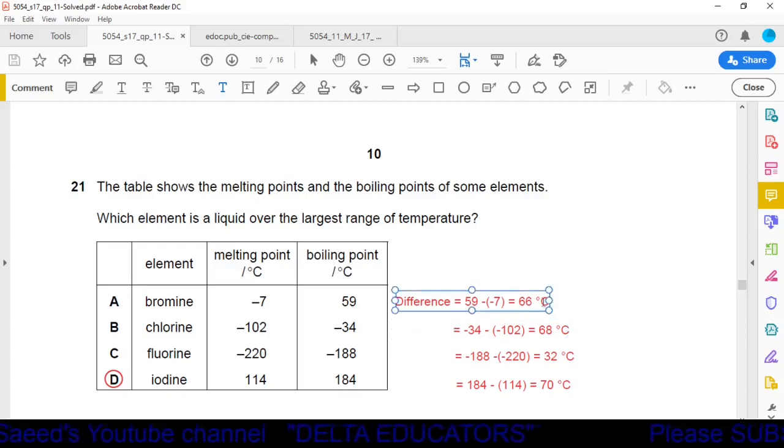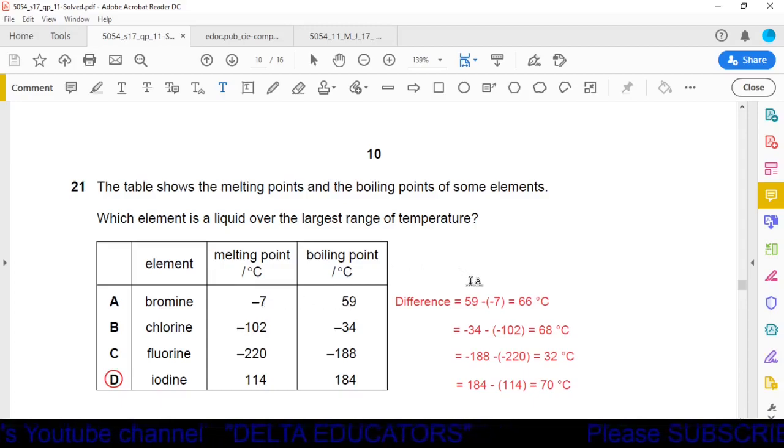Now here we have to find out the differences. In option A, boiling point is given 59 and melting point is given 7. So the difference will be equal to 59 minus 7. The difference is 66 degrees. In the same way, we have found out the difference in all the four options, and we have found that in option D, the difference is maximum, that is given 70 degrees centigrade. So option D is the correct one.